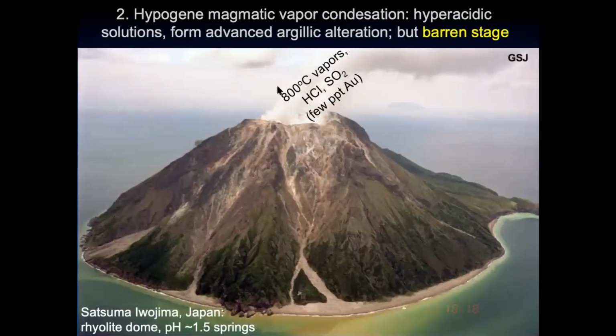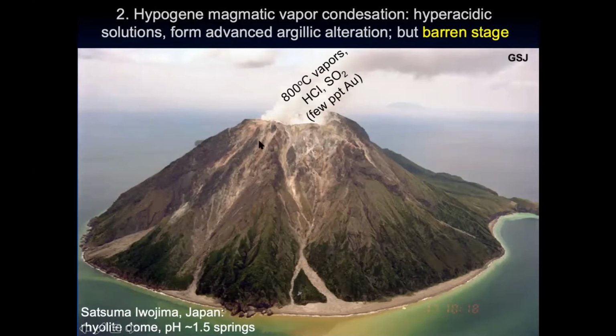Okay, the next environment, number 2, is hypogene magmatic vapor condensation that forms very acid condensates. Acid condensates, but barren.